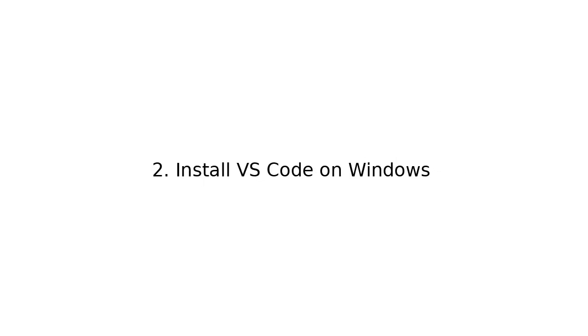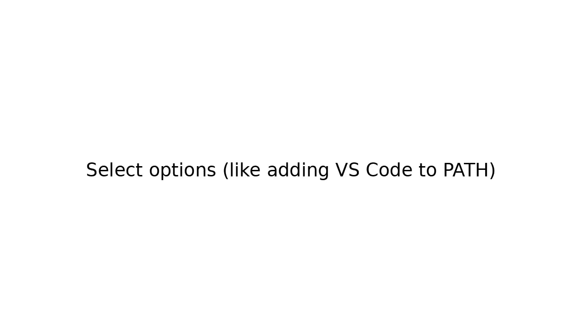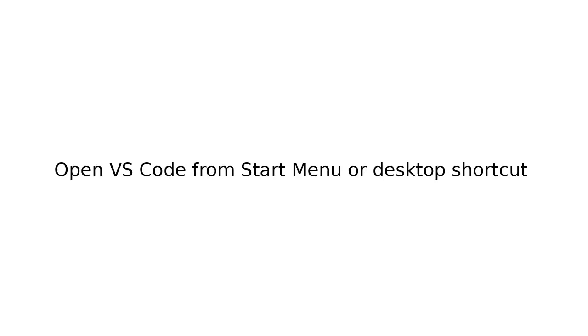2. Install VS Code on Windows. Run the downloaded installer. Accept the license agreement. Select options, like adding VS Code to path. Click Install and wait for completion. Open VS Code from Start menu or desktop shortcut.